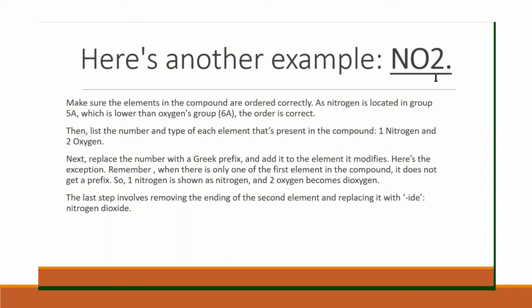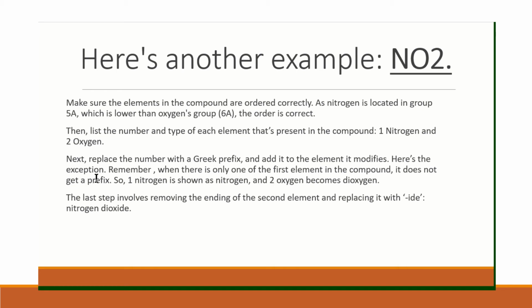Here's another example, NO2. Make sure the elements in the compound are ordered correctly, as nitrogen is located in group 5A, which is lower than oxygen, group 6A. The order is correct. Then list the number and type of each element that's present in the compound, 1 nitrogen and 2 oxygen. Next, replace the number with the Greek prefix and add it to the element it modifies.